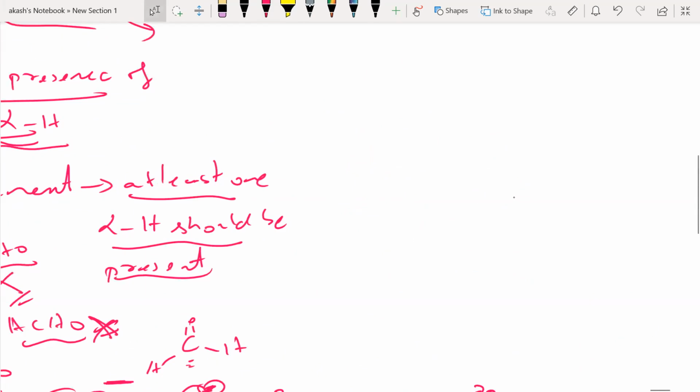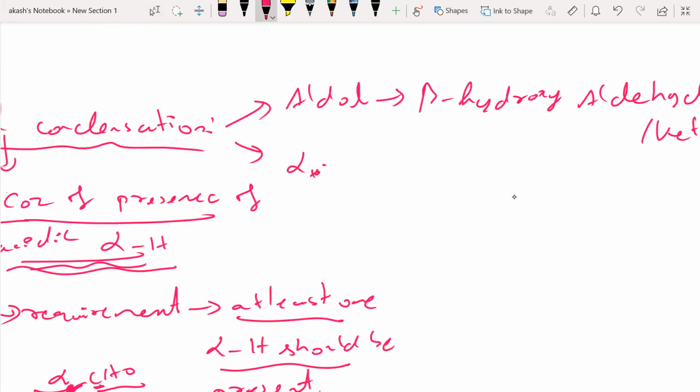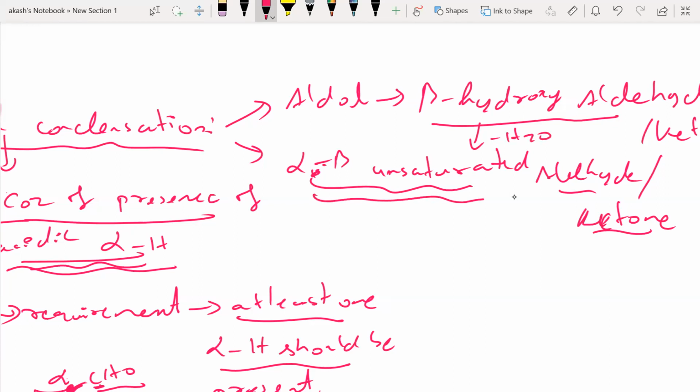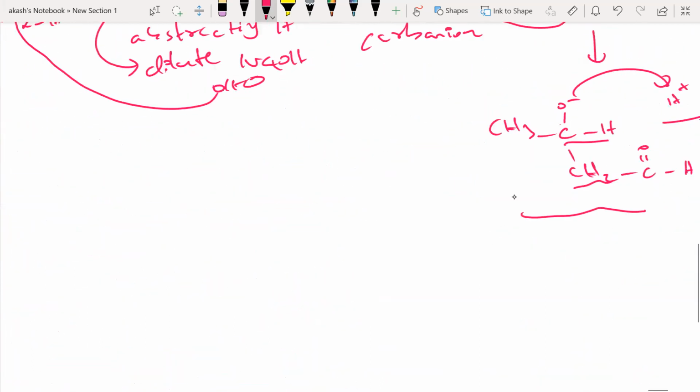The final product is going to be an alpha beta unsaturated aldehyde or ketone. Okay. Alpha beta unsaturated aldehyde or ketone is what is going to be the final product. Aldol is beta hydroxy aldehyde or ketone. Now from this, basically you remove a water molecule, H2O, to form alpha beta unsaturated aldehyde or ketone. Right? So that's exactly what is formed here.